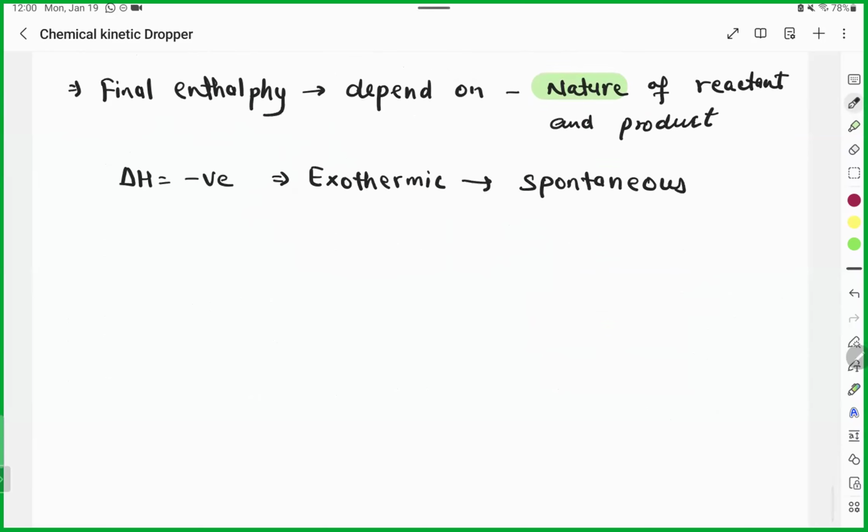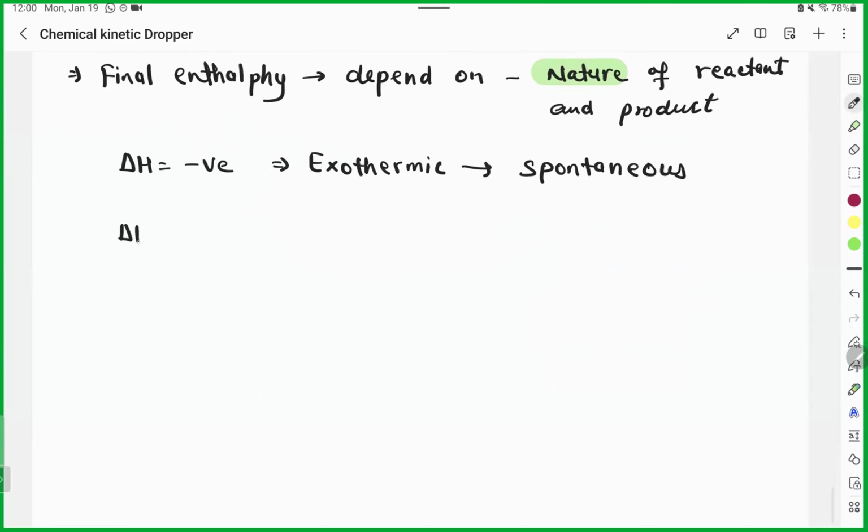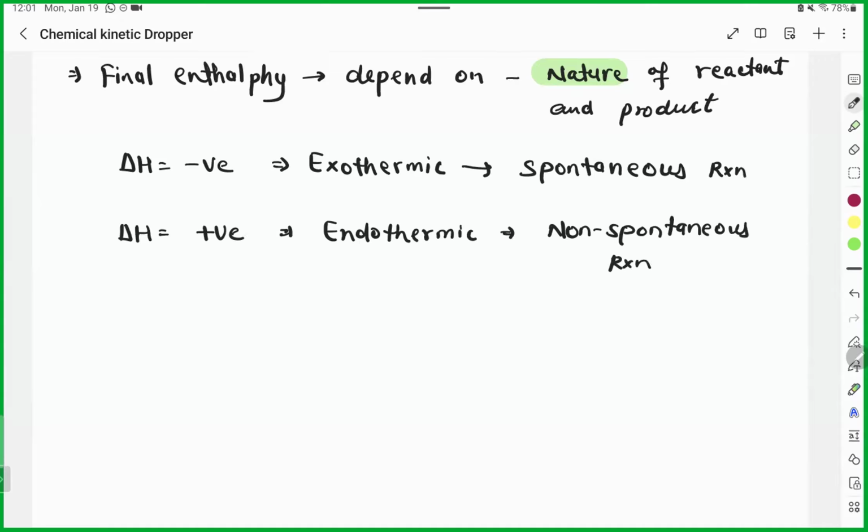If you take another condition, delta H is positive, it means you need to invest a lot of energy in the reaction. You are not getting any energy. So this is an endothermic reaction, and such reactions are known as non-spontaneous reactions, and the others as spontaneous reactions.